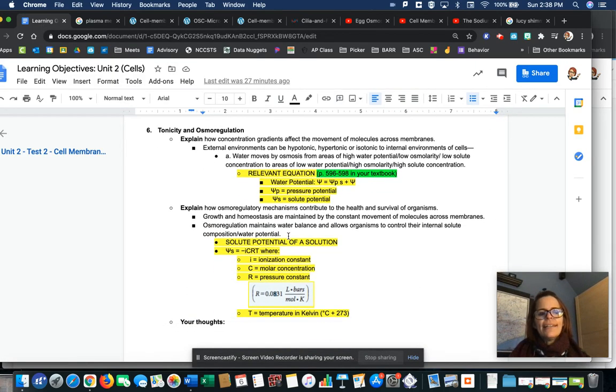All right, tonicity and osmoregulation. Oh my gosh, big fancy words. Okay, so explain how concentration gradients affect the movement of molecules across membranes. So I'm just going to give a quick aside that your textbook doesn't talk about water potential right now, which I think is unfortunate because AP puts water potential right here in this particular unit.